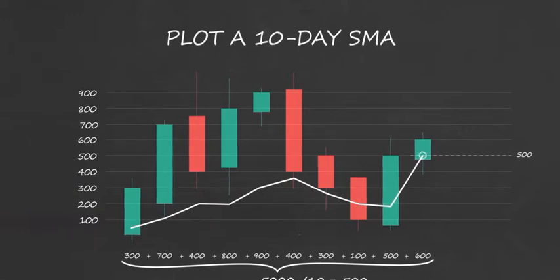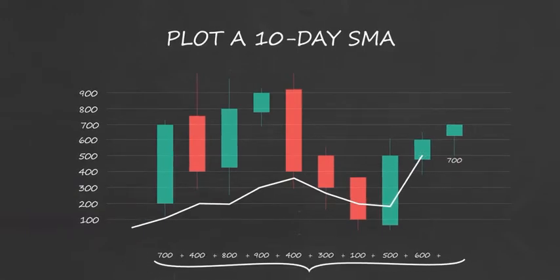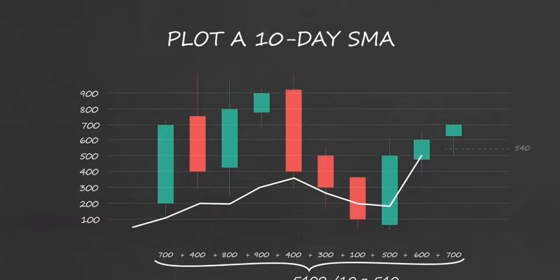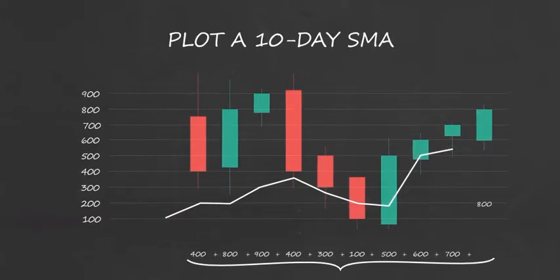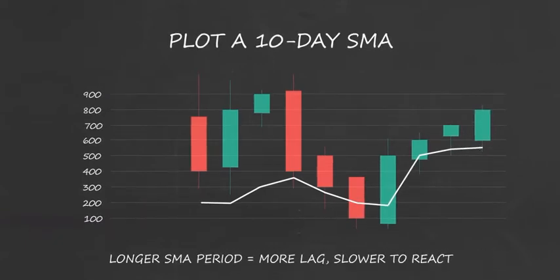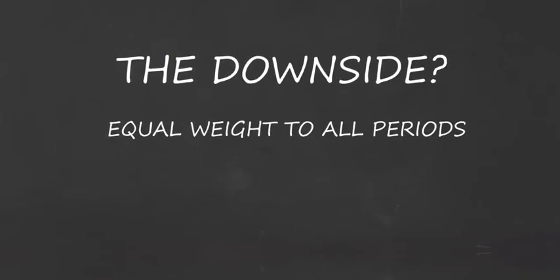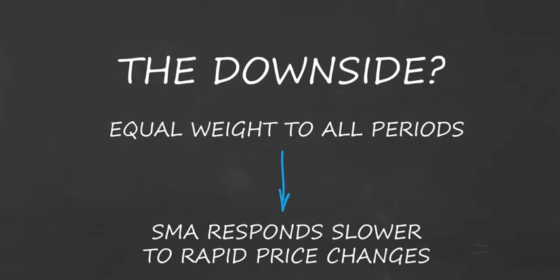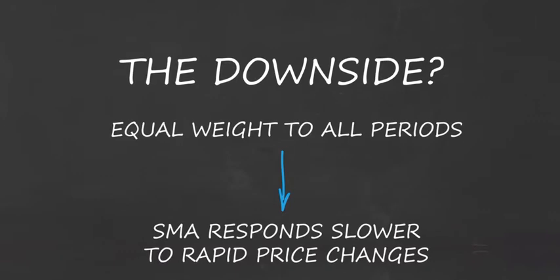It's called a moving average as the oldest price is dropped each time a new period becomes available, in this way ensuring that the average is based only on the last X number of periods, in our example for the last 10 days. Have in mind that the longer the simple moving average period, the more it lags and the slower it is to react to the most recent price movement. And this brings us to its downside. As equal weight is given to all periods considered in the calculation, the simple moving average is slower to respond to rapid price changes that might prove to be important.